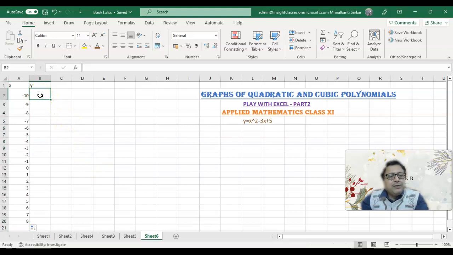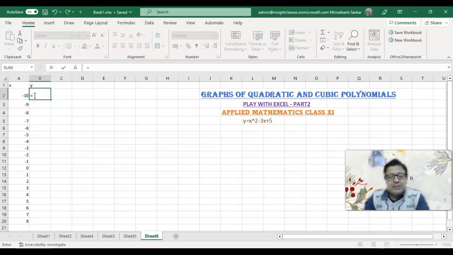Now to find the value of y, we'll use a function, but the way Excel understands it, you must know the first data lying in which column. It lies in A2. This position in this Excel matrix is A2, I mean the second row and first column. So here you will write equal to first.